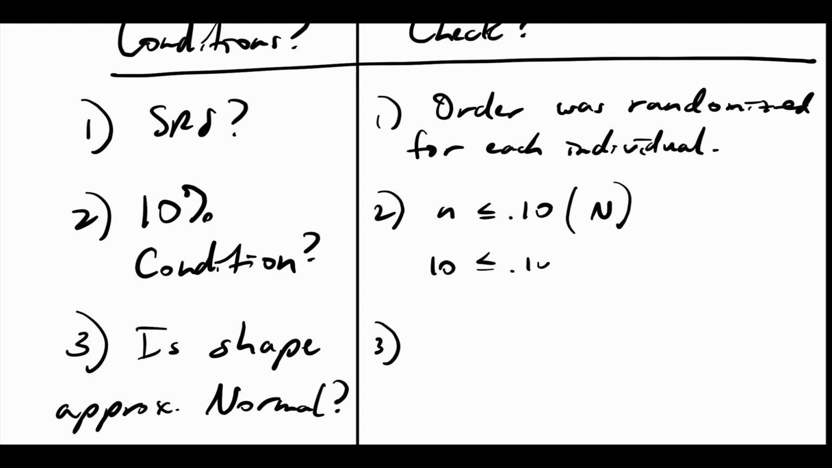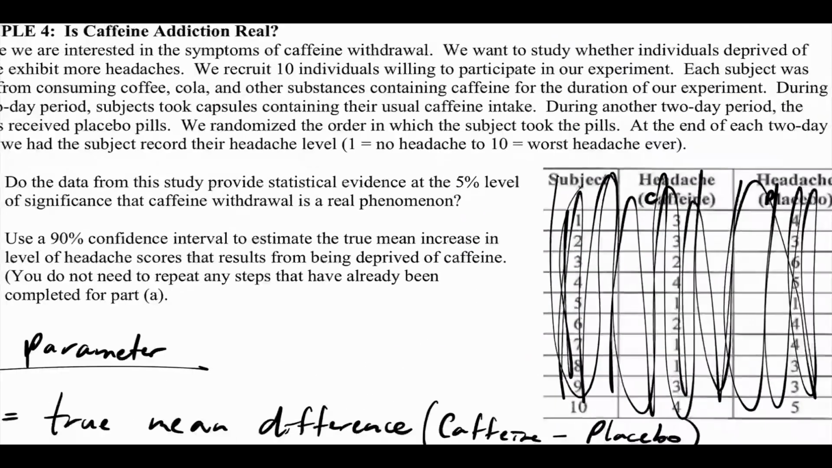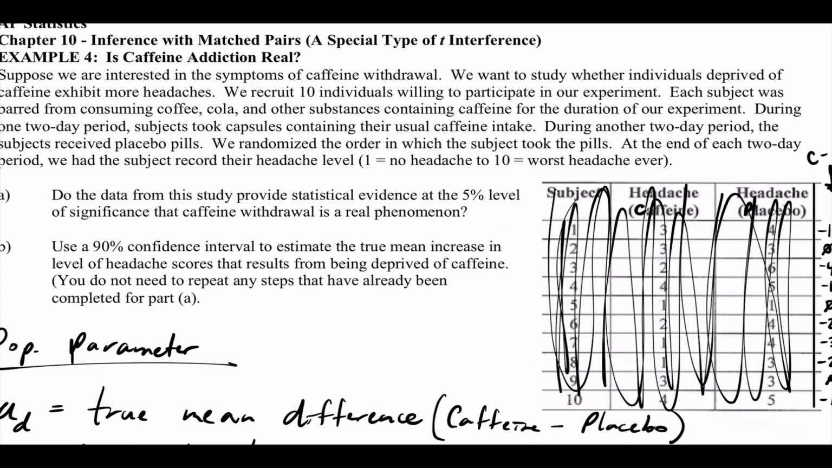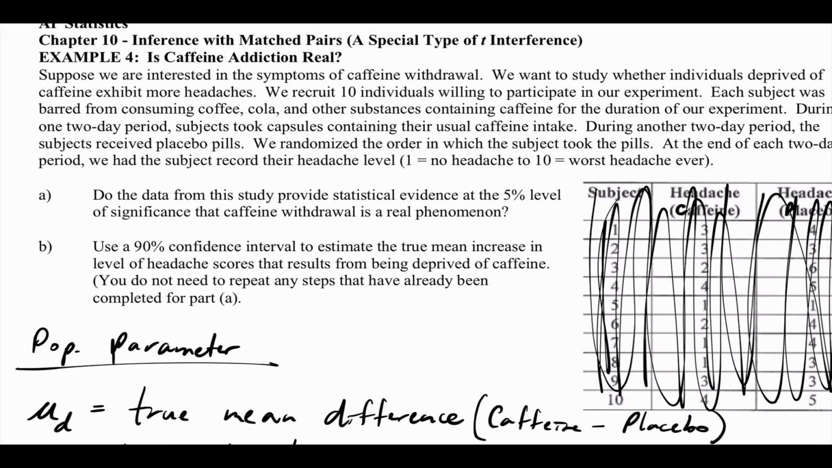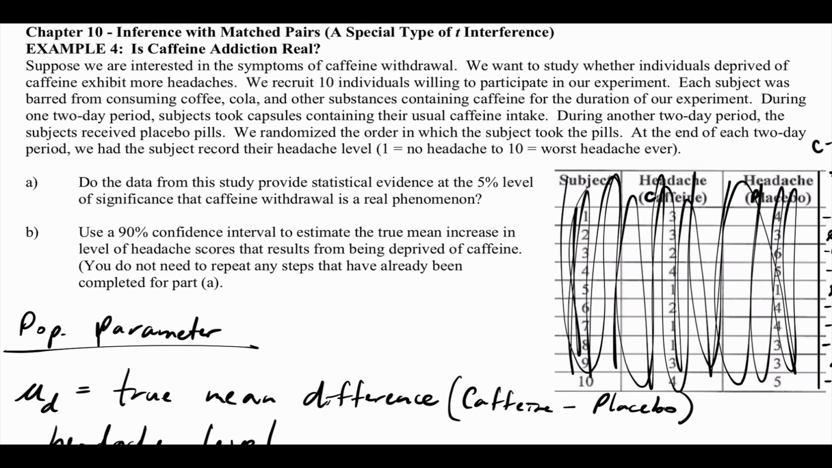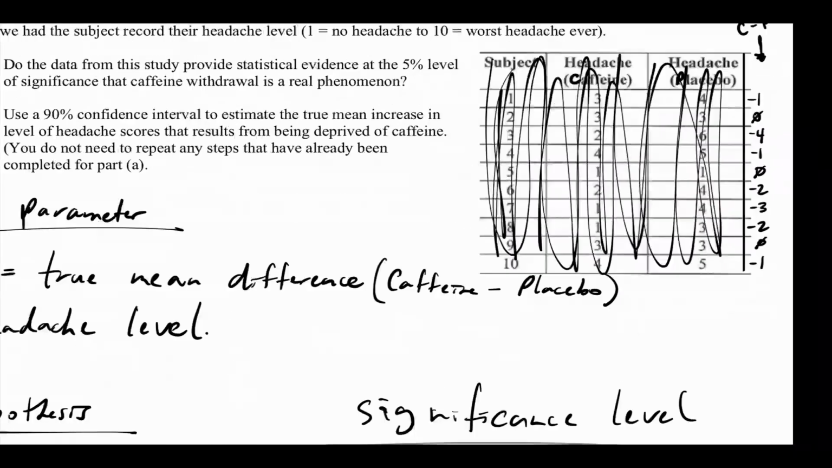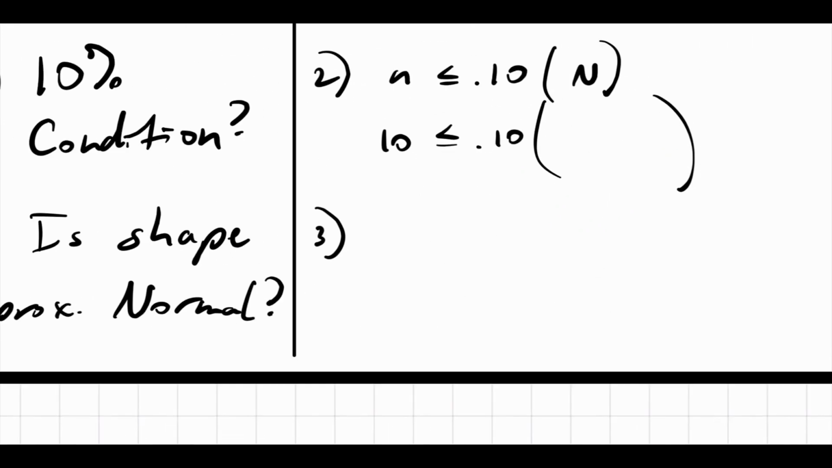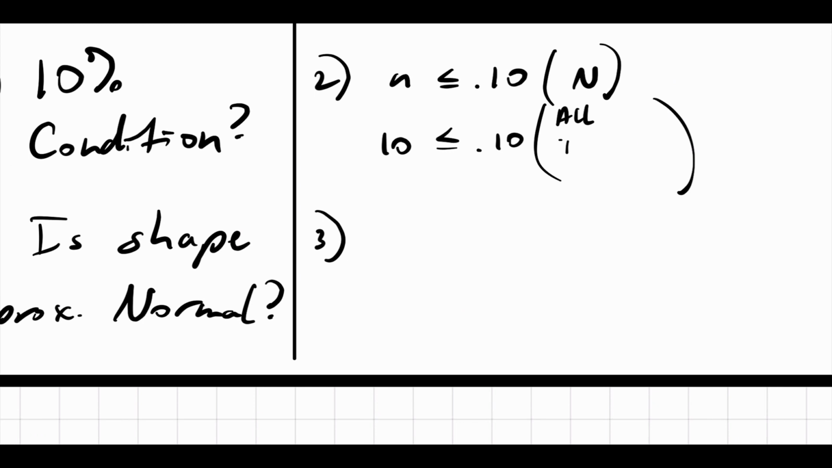10 is less than or equal to 10% of, well, let's see, 10 individuals. It didn't say men, women, doesn't say anything specific. It just says 10 individuals willing to participate in our experiment. So we just say all individuals.